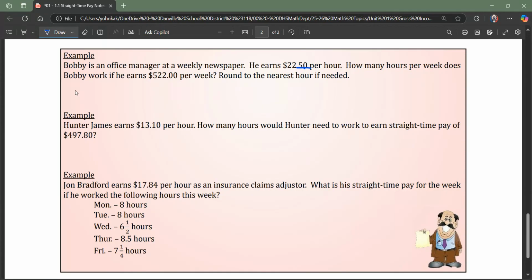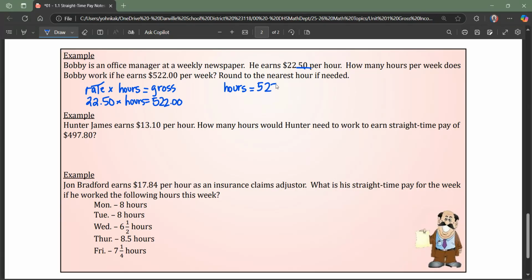Well, normally we would take the hourly rate and multiply by the hours, and that would give us our gross income. This time we know what the rate is, $22.50 an hour. I don't know what the hours are, but I do know that he earns $522 a week. So if I multiply by whatever his hours were, that would be how we would normally do the problem. Well, we're going to work backwards this time.